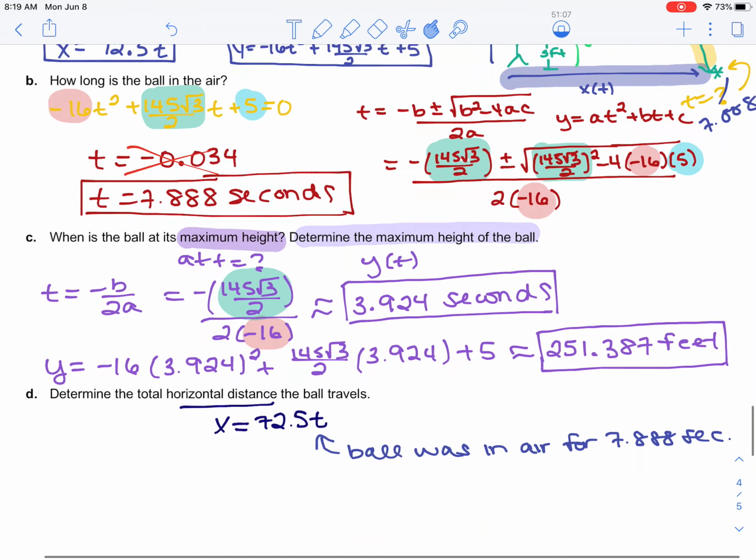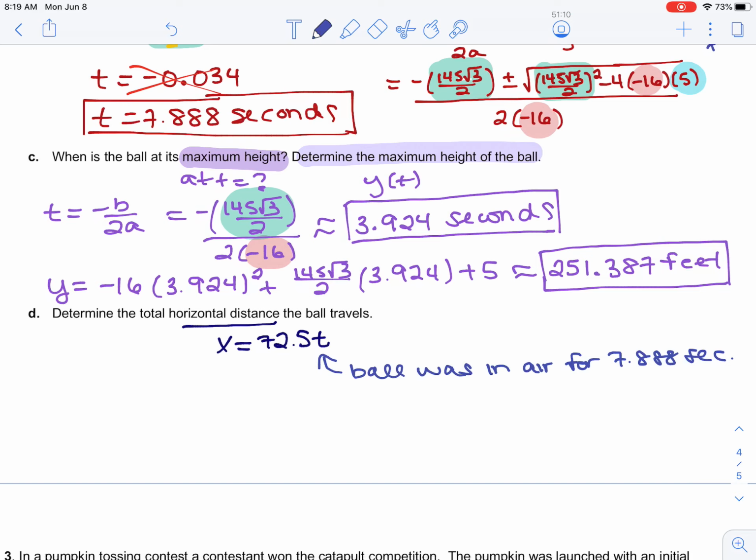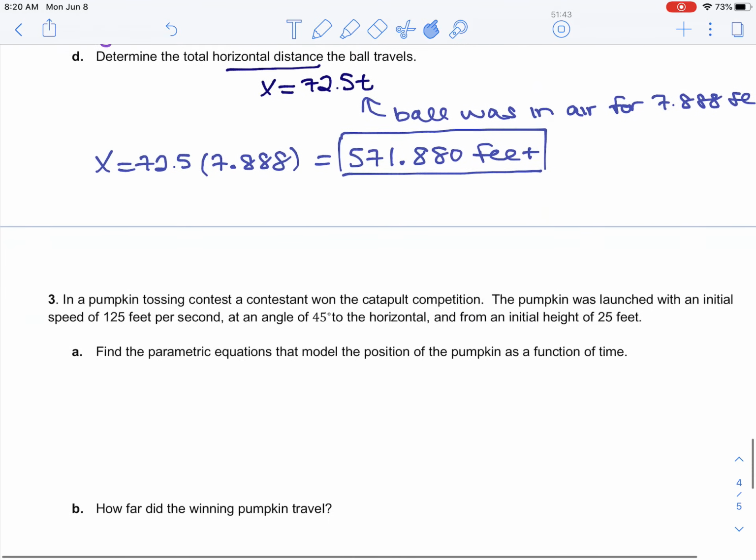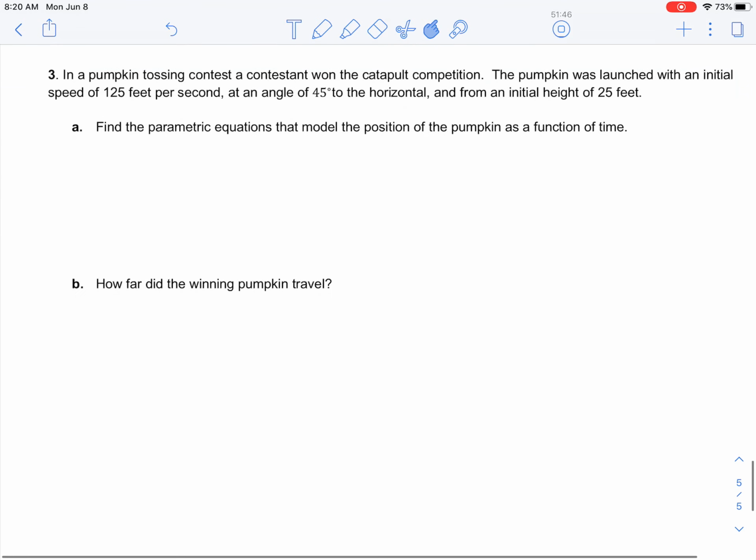Okay, so we need to plug in 7.888 into our horizontal distance equation. So we'll find that x equals 72.5 times 7.888, which is equal to 571.880 feet. So what this means is that when the ball landed again, it landed 571 feet away from where it was initially thrown. All right, so one last example for this section of notes.